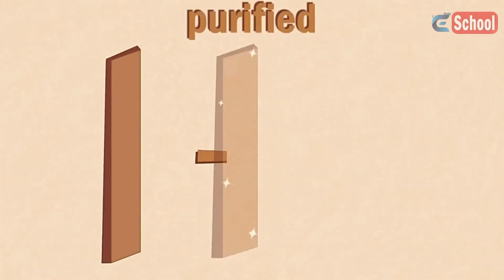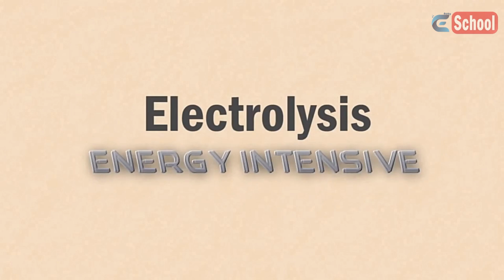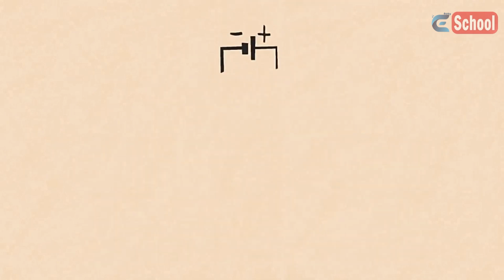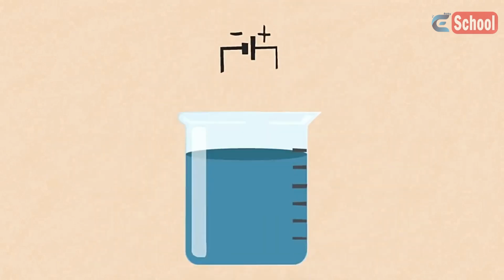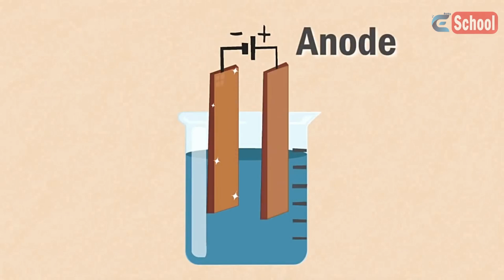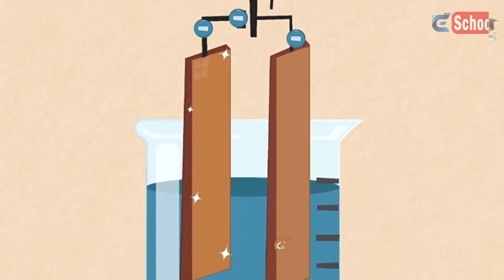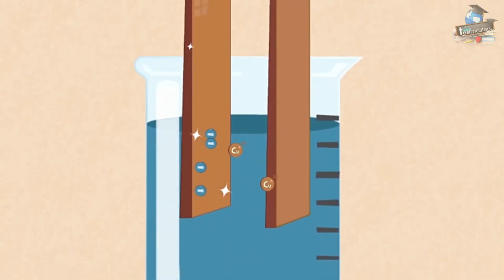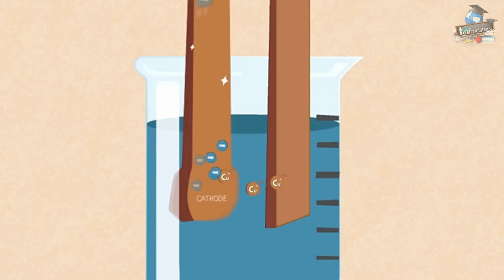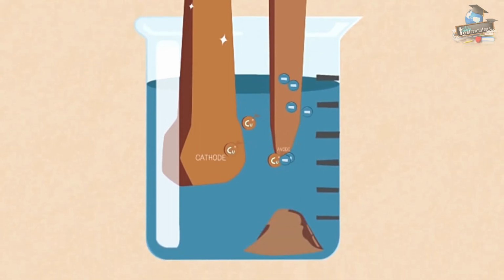In summary, copper is purified by electrolysis, an energy-intensive process. A direct current is passed through a cell containing an electrolyte, an impure sheet of copper at the anode and a pure sheet at the cathode. Oxidation and reduction processes lead to copper being transferred through the electrolyte to the pure copper sheet, which grows in size. The impure sheet appears to disappear and leave behind anode sludge.